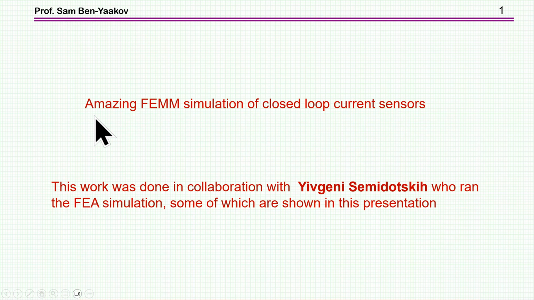Hi, I'm Ben-Yaakov. This presentation is entitled Amazing FEMM Simulation of Closed-Loop Current Sensor. I'd like to acknowledge that this work was done in collaboration with Evgeny Smidotsky, who ran the finite element analysis and simulation, some of which are shown in this presentation.